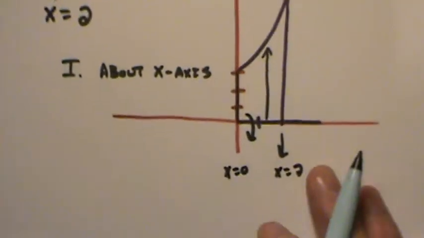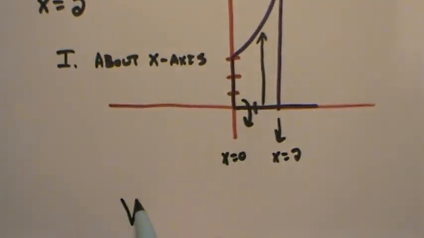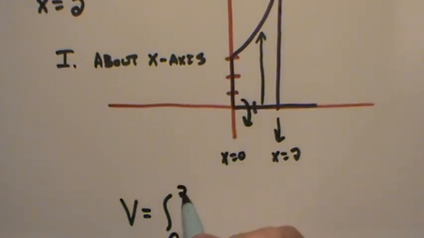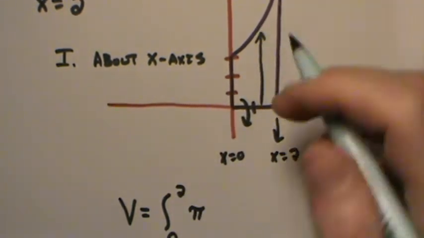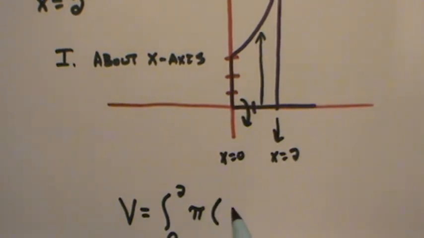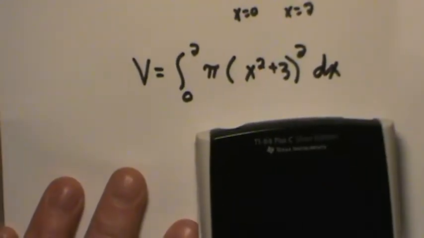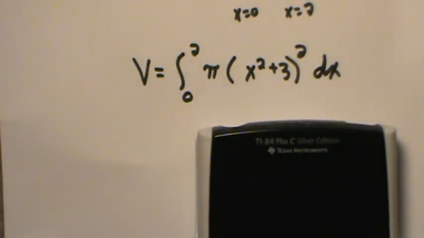And so my volume would be the simple volume equals the integral from 0 to 2 of pi. The radius here happens to be x squared plus 3, squared, because remember it's pi r squared dx. So that's a pretty straightforward problem. I can put it into the calculator just as I see it. Nothing to freak out over there.